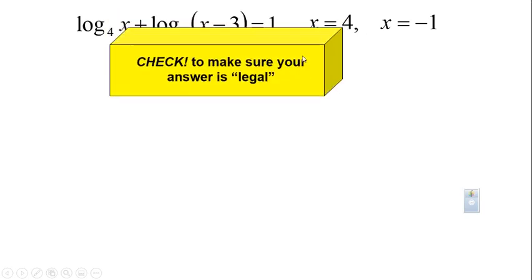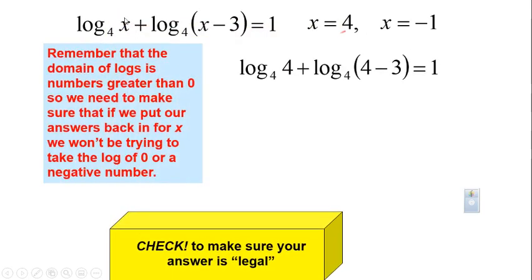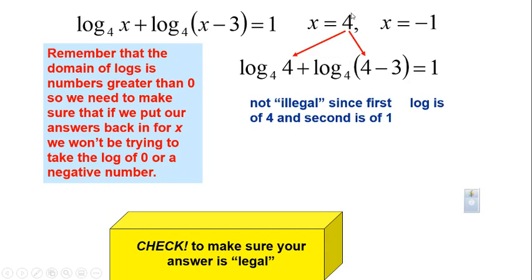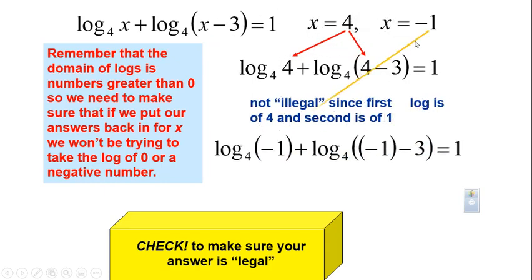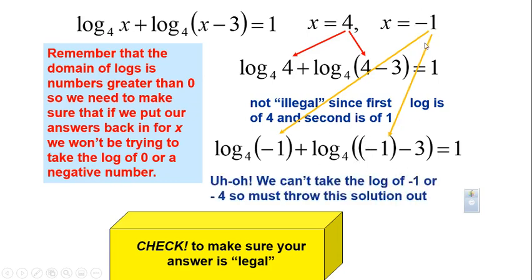To see. We try 4. When we try 4, we get log base 4 of 4, which is 1, plus log base 4 of 1, which is 0, because 4 minus 3 is 1. And that will just give us 1 plus 0, which is 1. So 4 works. But when I try x equal to negative 1, I get log base 4 of negative 1 plus log base 4 of negative 4. Neither of those is legal. So we have to throw out x equal to negative 1 as a possible solution because that gives us something that does not work. So our only solution then is x equal to 4.